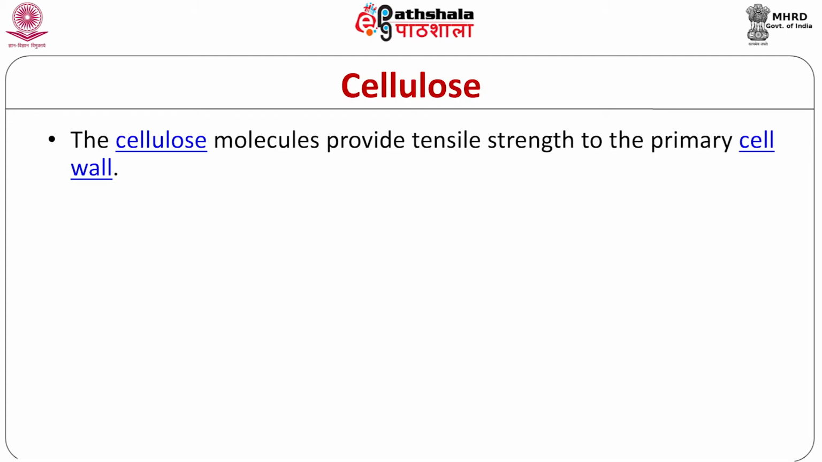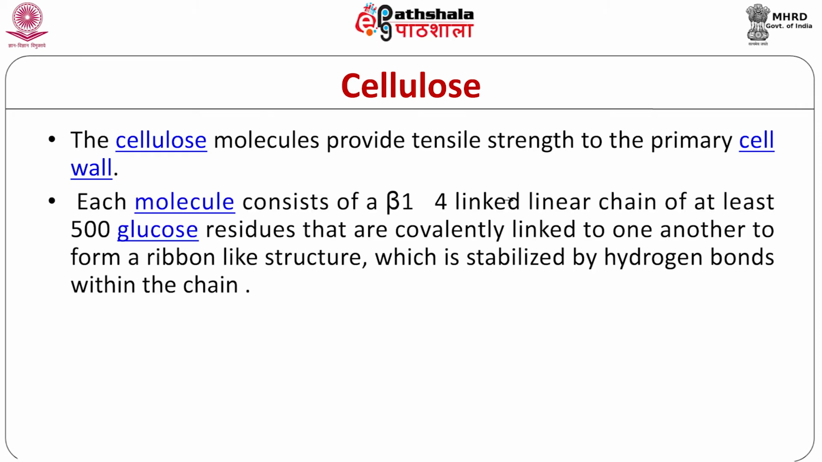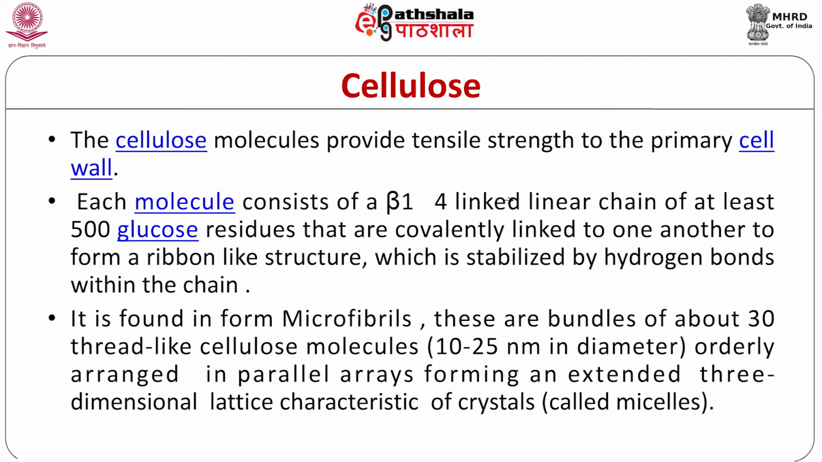Cellulose. The cellulose molecules provide tensile strength to the primary cell wall. Each molecule consists of beta 1,4-linked linear chain of at least 500 glucose residues that are covalently linked to one another to form a ribbon-like structure which is stabilized by hydrogen bonds within the chain. It is found in form of microfibrils.